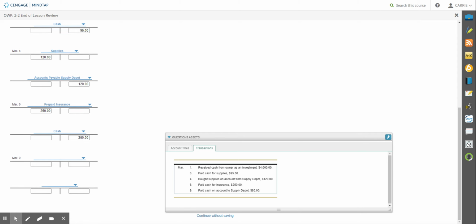On March 9th, we paid cash on account to Supply Depot. So accounts payable Supply Depot and cash are my two accounts. We are decreasing our accounts payable with a debit for $80. And we are decreasing cash with a credit for $80.